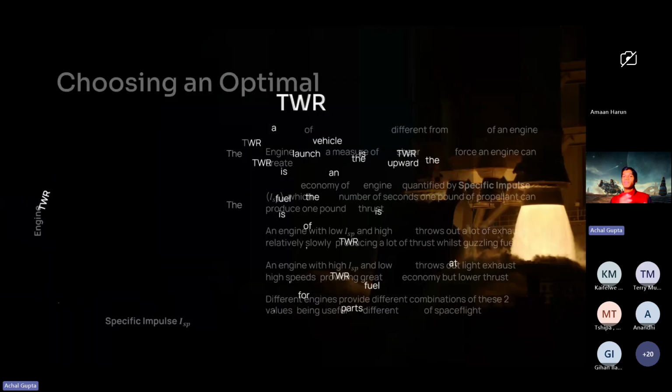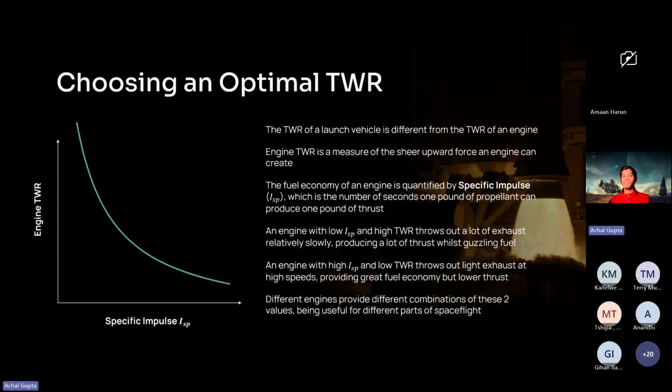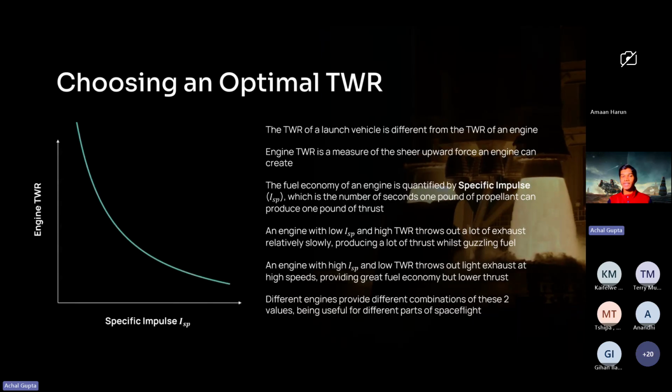Now, we know what TWR range we want to work with. We're now going to use that information to choose an engine. Usually engines or forms of propulsion have 2 specific quantities we look at, which is engine TWR, which is different from rocket TWR, and the specific impulse of an engine. So the engine TWR is essentially a proxy for measuring the sheer amount of force the engine can create, so the thrust the engine can create. And the specific impulse of the engine is analogous to measuring the fuel economy of the engine.